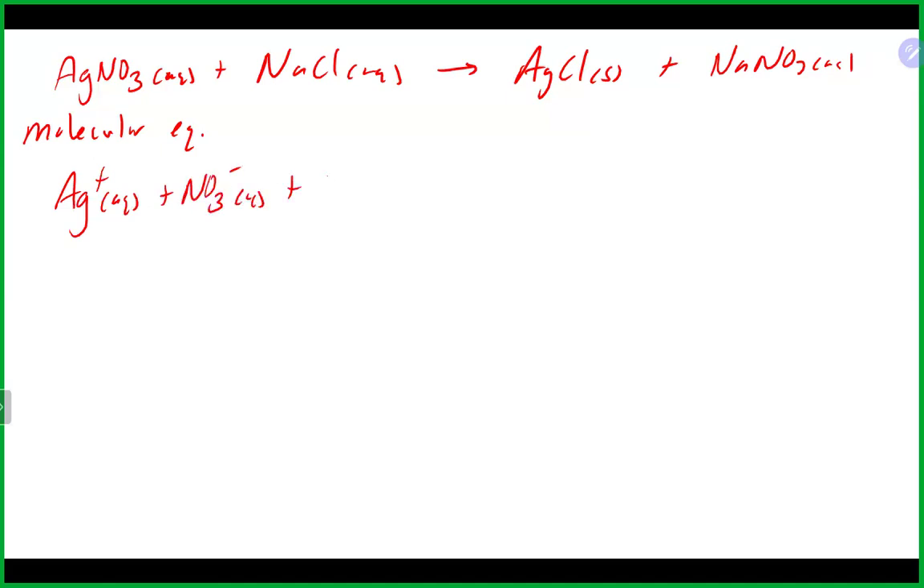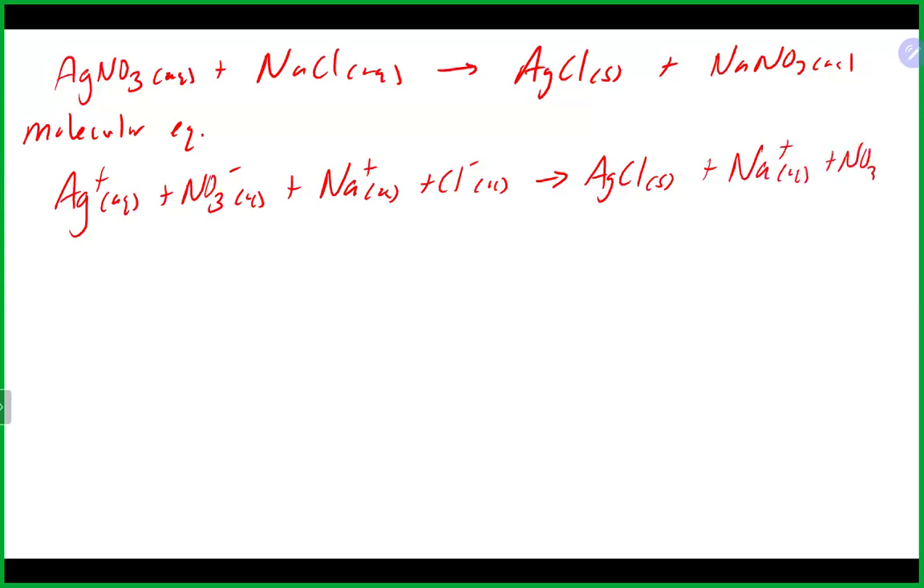Sodium chloride is a strong electrolyte, breaks apart into a sodium and chloride ion. Anything that is a solid, liquid, or a gas typically will stay together, so we don't break those apart. So we do keep them together. And anything like an ionic compound typically will break apart, like sodium nitrate also.